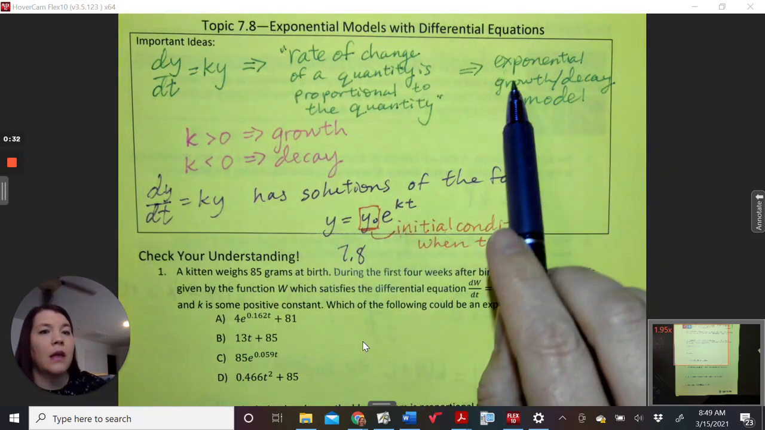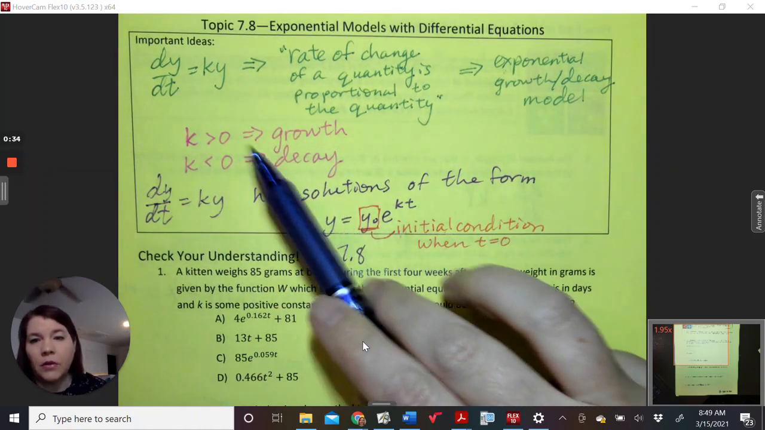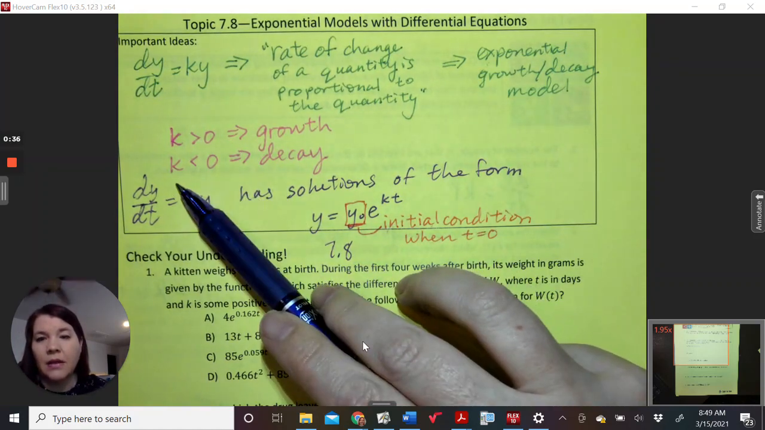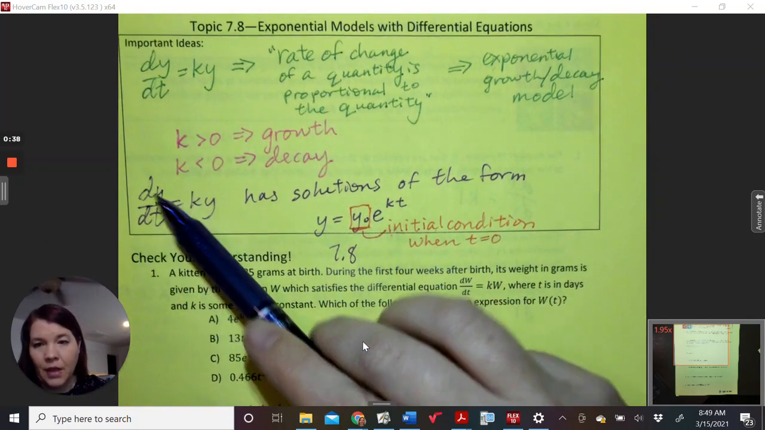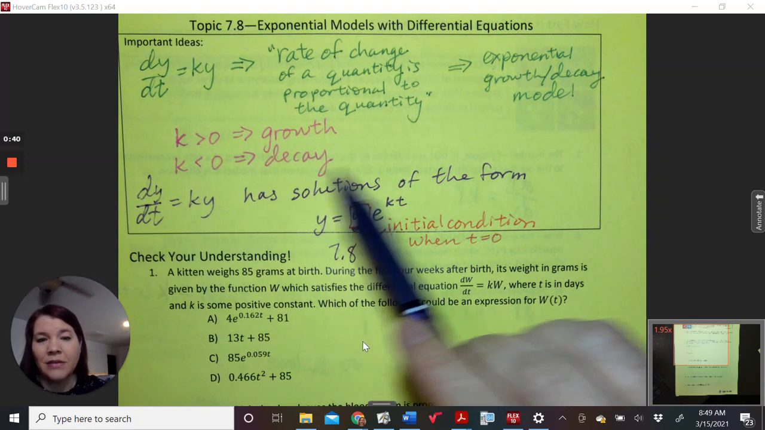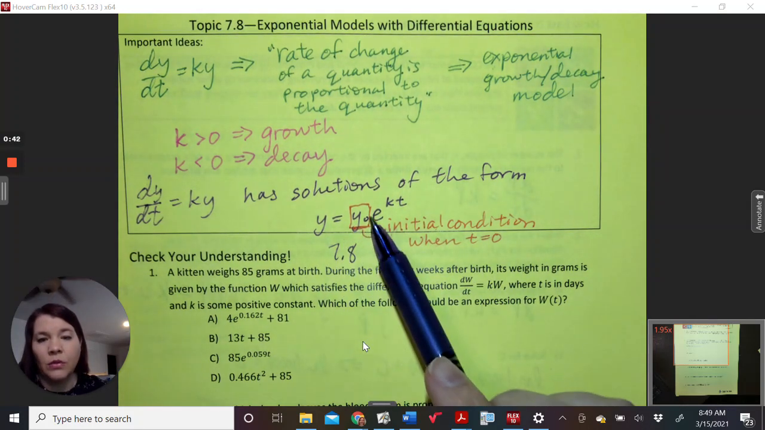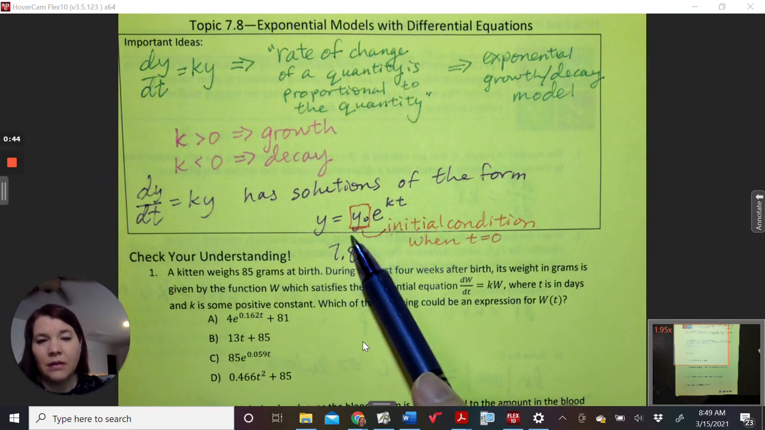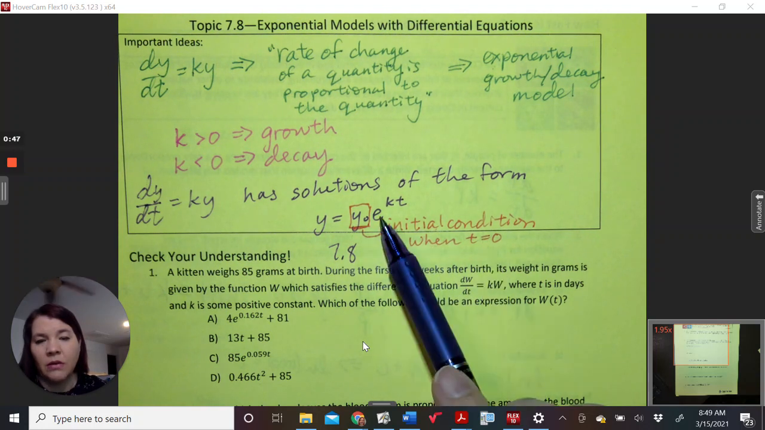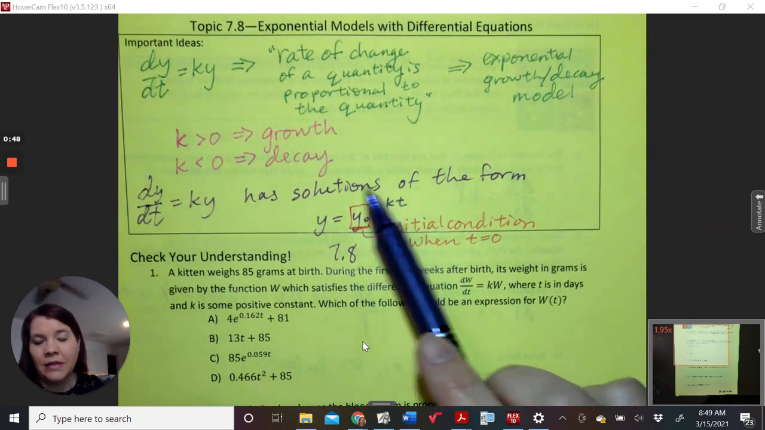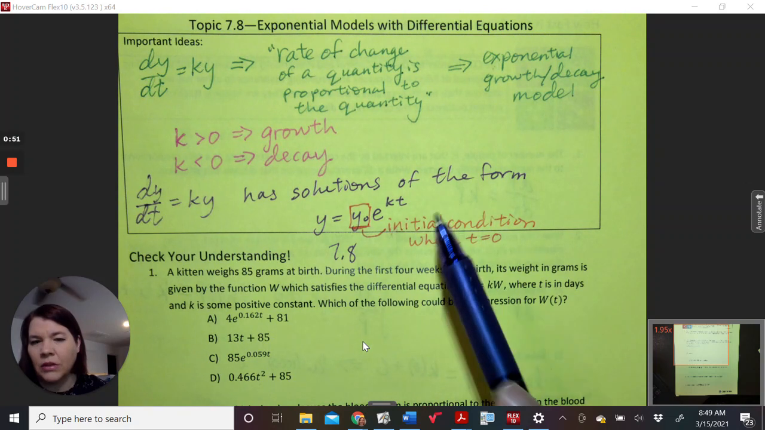Exponential growth or decay model. Growth happens when k is positive. Decay happens when k is negative. dy/dt equals ky has solutions in the form of y equals y sub naught, which is the initial condition when t is 0, times e raised to the kt. So it always looks like this. It's really straightforward. All right, let's see what we can do.